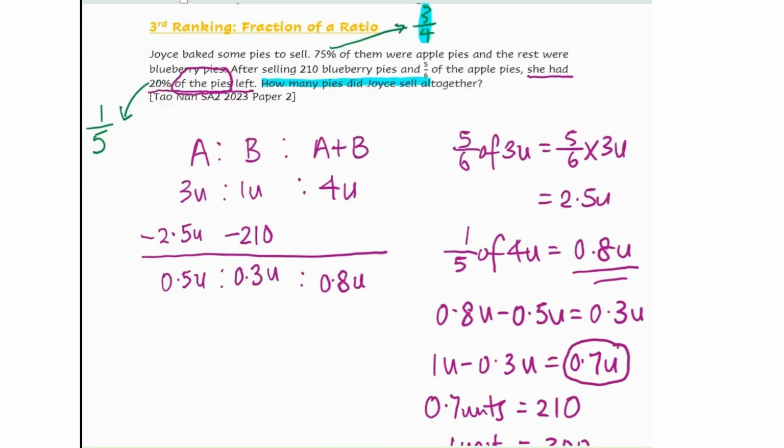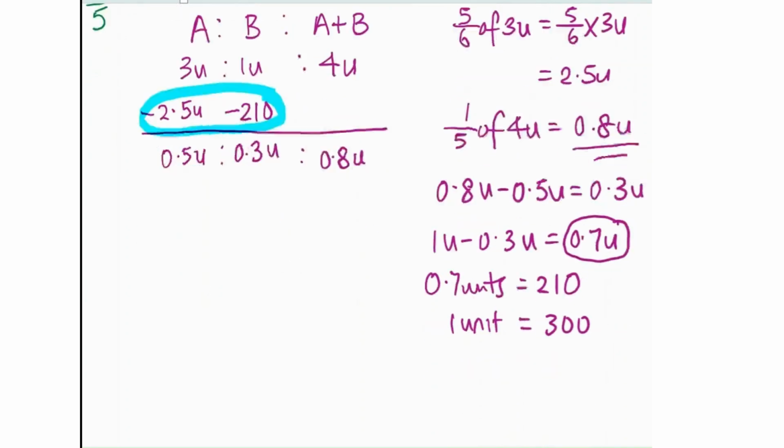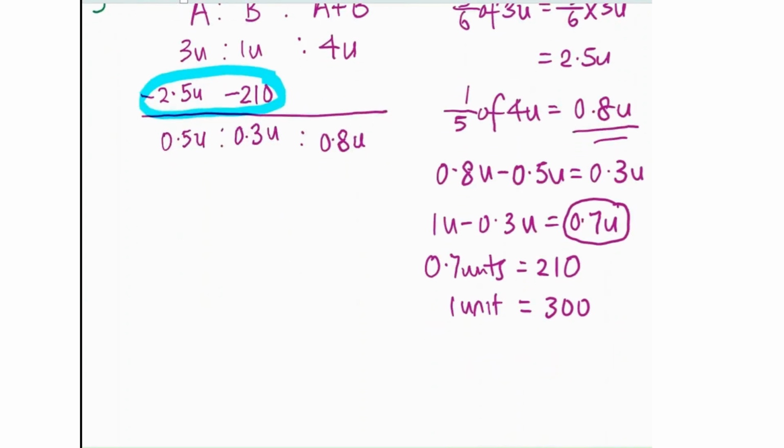How many pies did Joy sell altogether? To find the sold, we need to focus on this part, which is the 2.5 units and the 210. So let's find out what is 2.5 units. We can find 2.5 units by using 2.5 to multiply by 300, and that gives us 750. 750 is the apple pies sold.